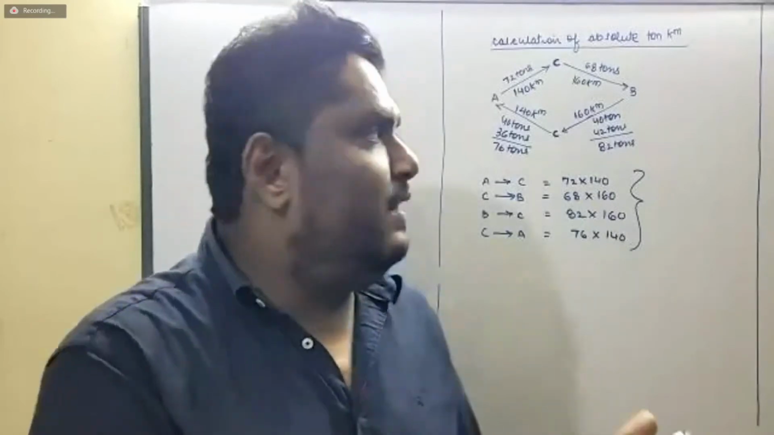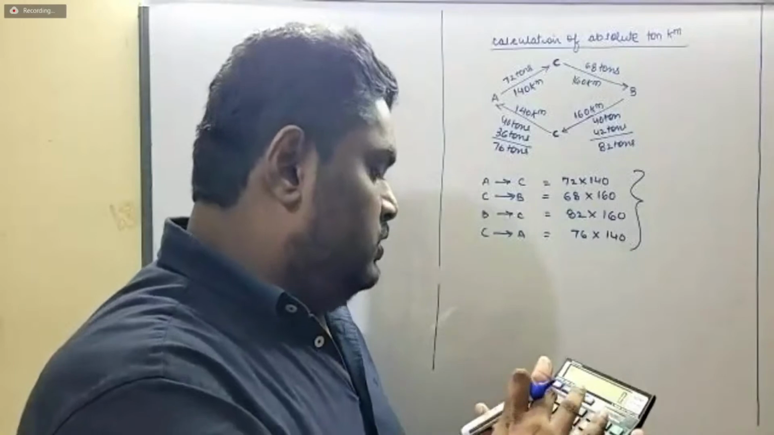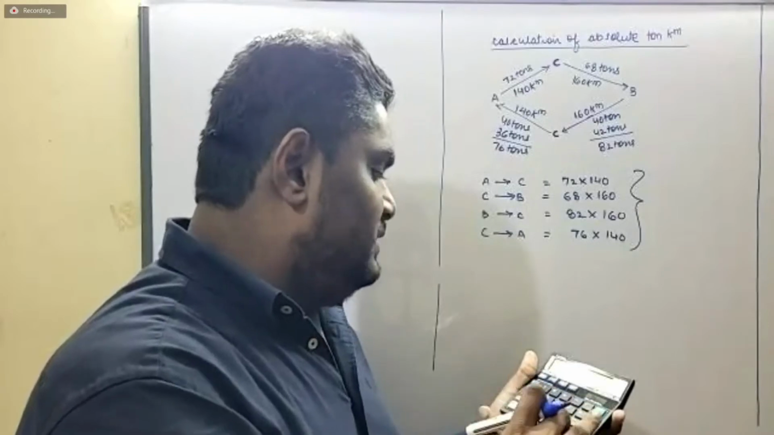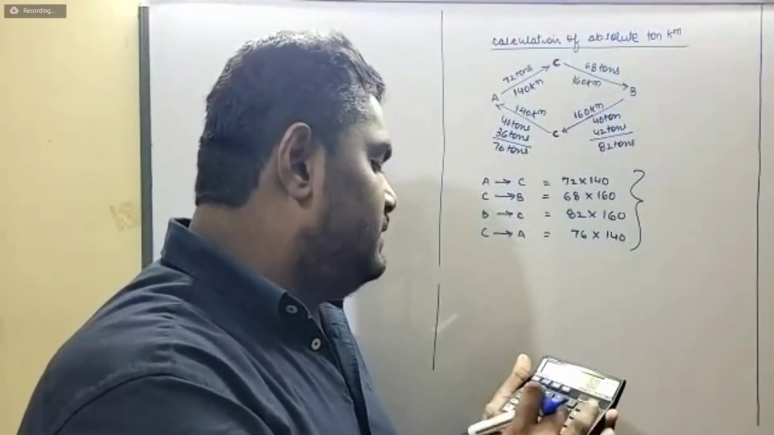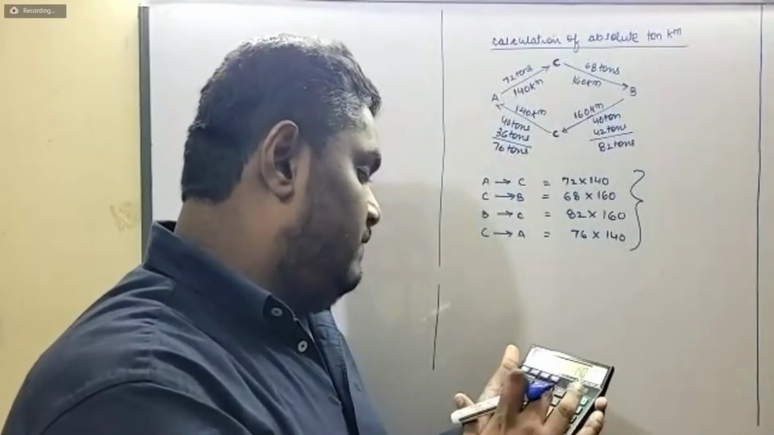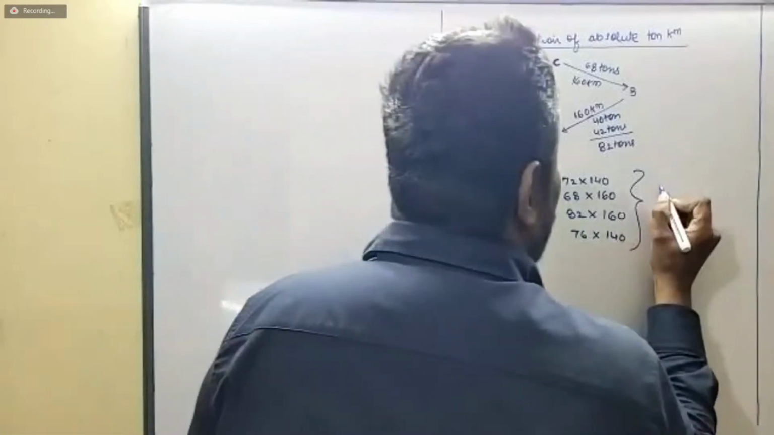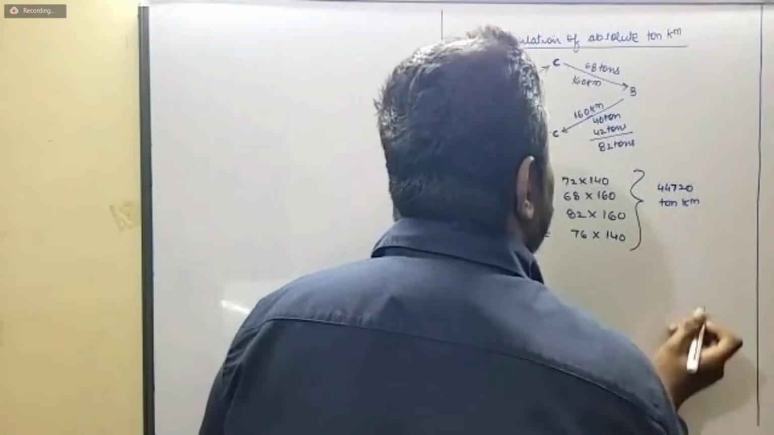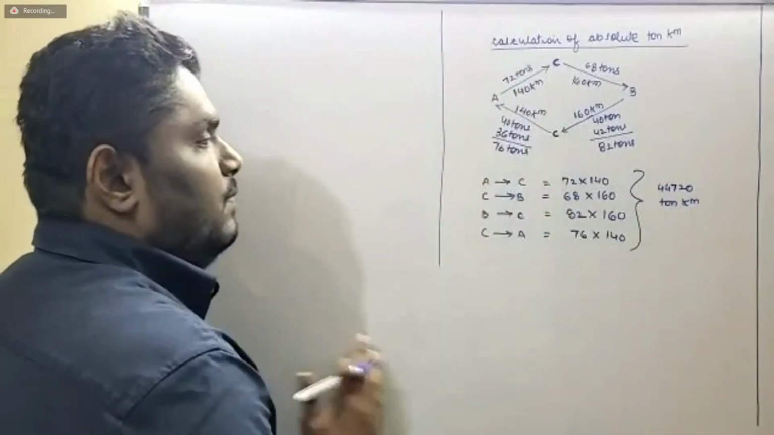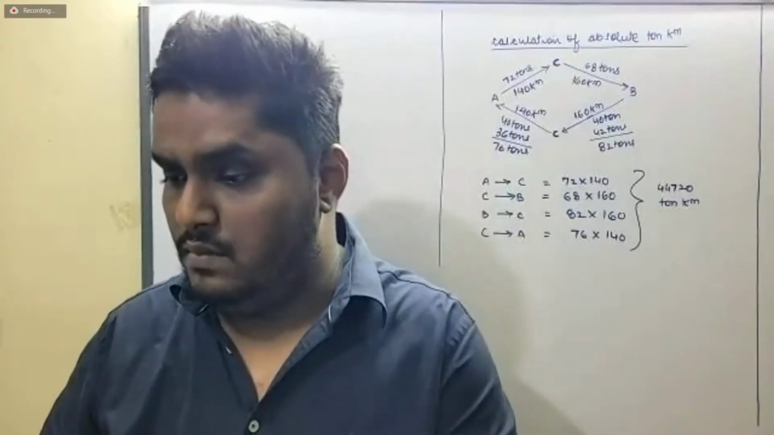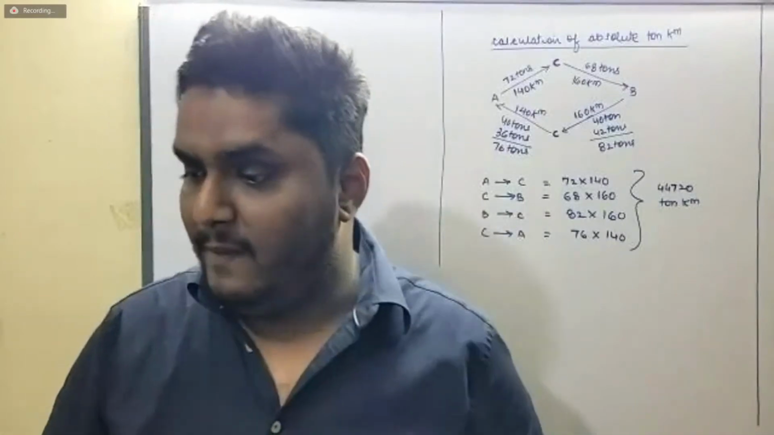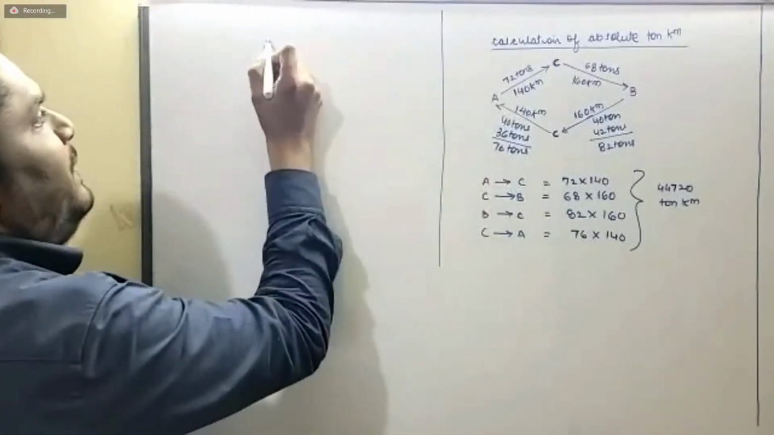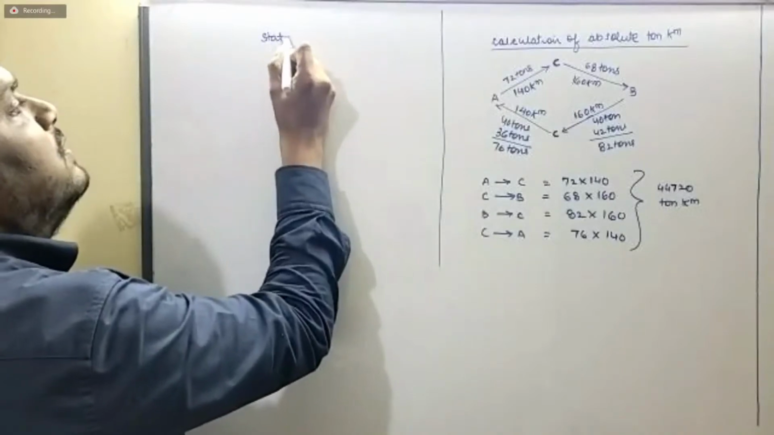Yes, Abdul, very true, very clear and perfect. So 72 into 140, 68 into 160, 82 into 160, and 76 into 140. So 44,720 is the ton kilometers. Now let's prepare the statement of cost.